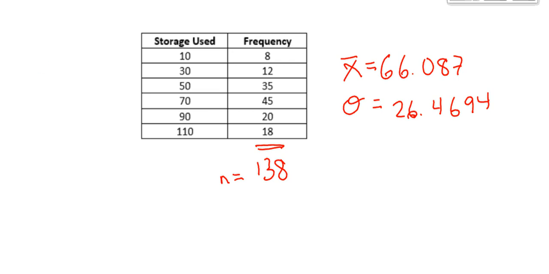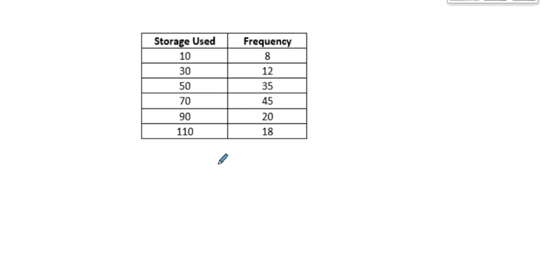The first thing is, let's do the mode. Okay, so mode, hopefully pretty straightforward. It's the most popular piece of data. So there are 45 pieces of data at 70. So the mode is 70.